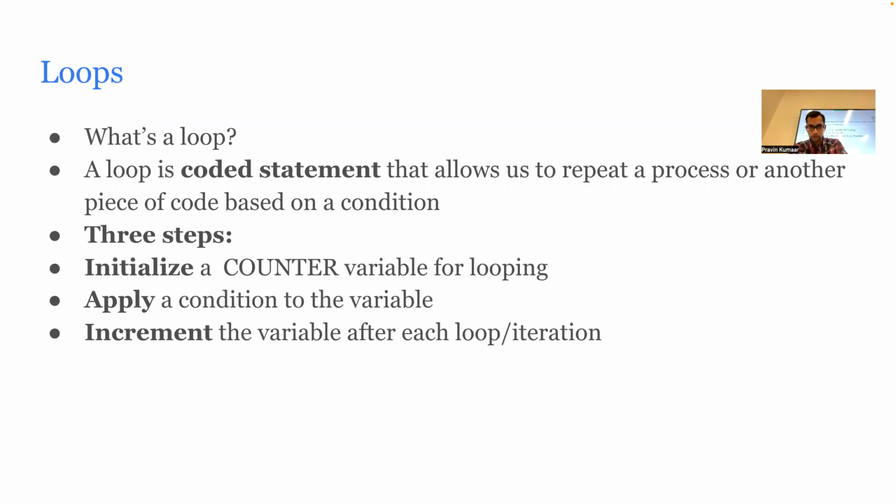Okay, we just saw what a loop is. We did a for loop. We saw what it does. A loop is a coded statement that allows us to repeat a process or another piece of code based on a condition a certain number of times.